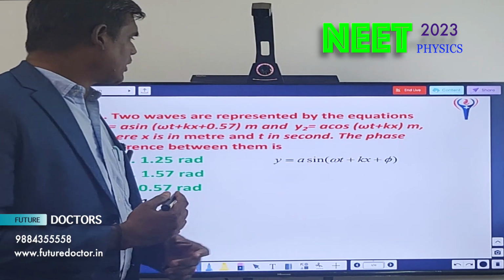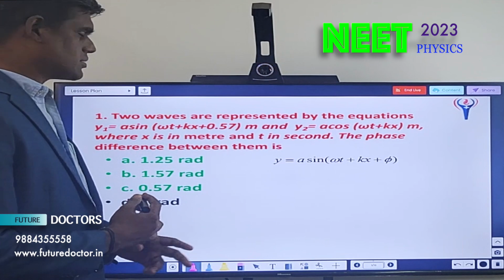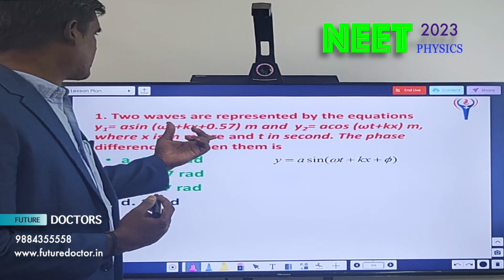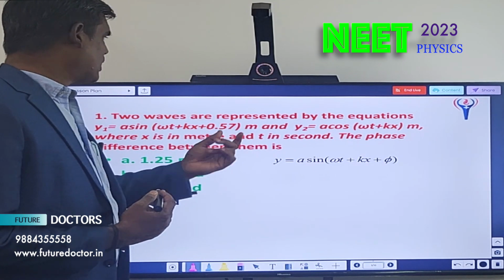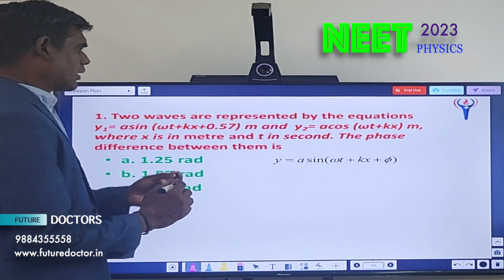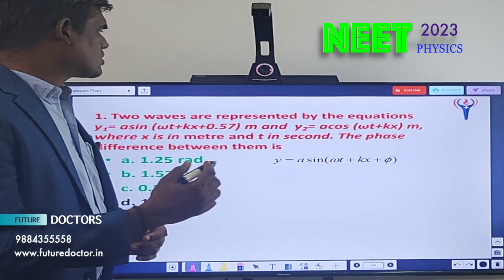Equation of wave: y equal to a sin(omega t plus kx plus phi). That is the formula. And two wave equations are given: y1 equal to a sin(omega t plus kx plus 0.57). And here we want to find del phi only. Okay, y1 is given, y2 is given in terms of a cos. Convert the cos into sine.